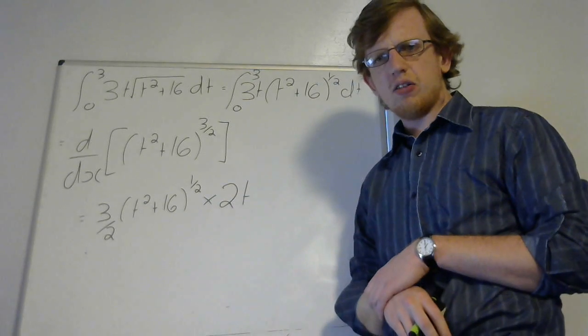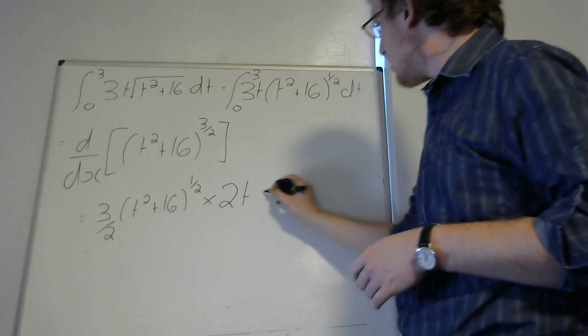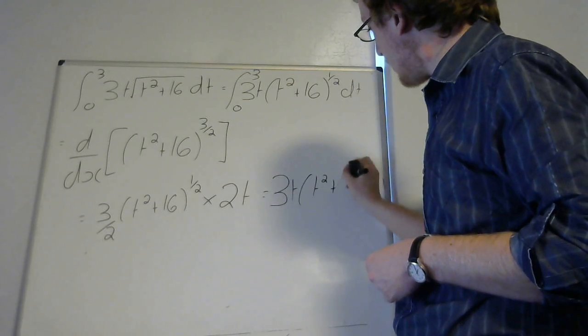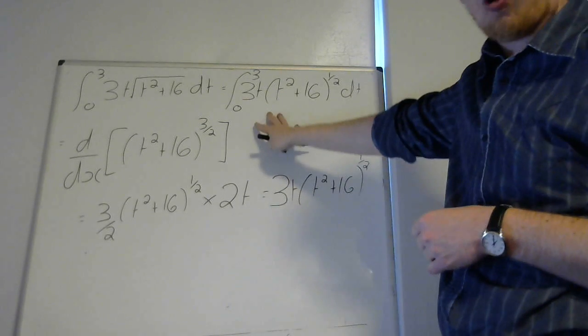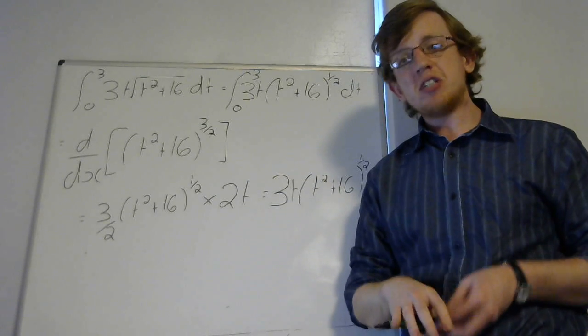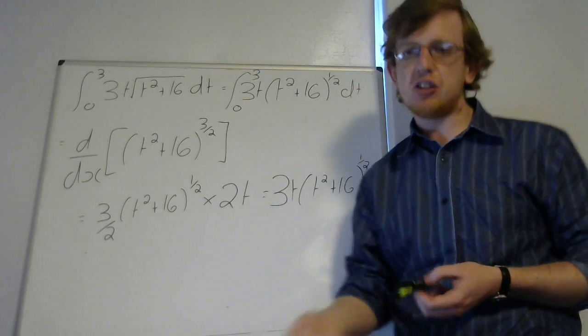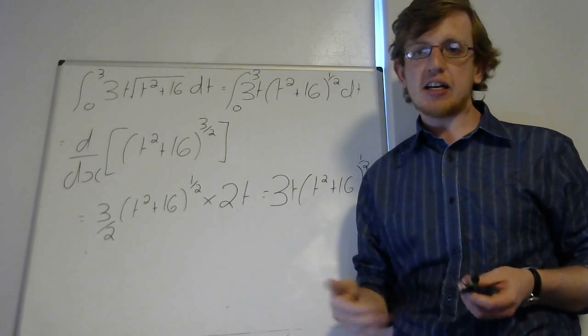Hang on. The 2 and the 2 here cancel out, so this gives us 3t multiplied by t squared plus 16 to the half, which is exactly what we wanted. So we don't have to adjust anymore. Usually you get to this stage and you have a 3 here and a 6 here and you have to multiply by 2 or something. No, not this time. We don't have to adjust anymore. We've got exactly what we want.